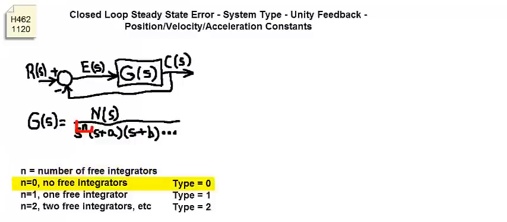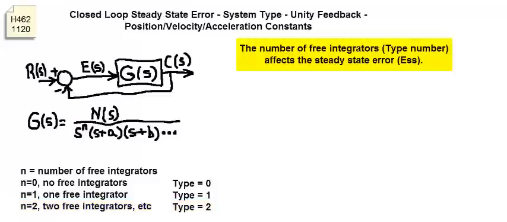N equals 0 means no free integrators or a type 0 system. N equals 1 means one free integrator or a type 1 system. N equals 2 means two free integrators or a type 2 system. The number of free integrators, or type number, affects the steady-state error.